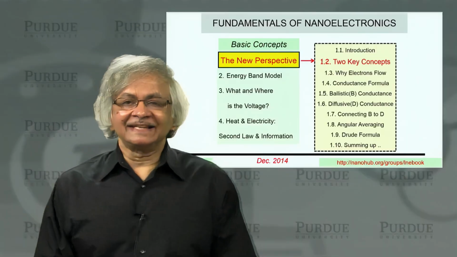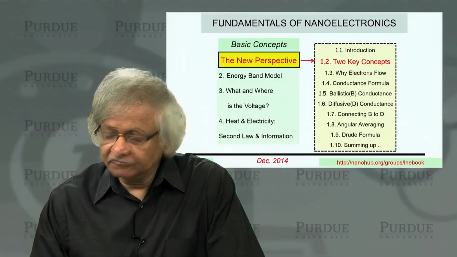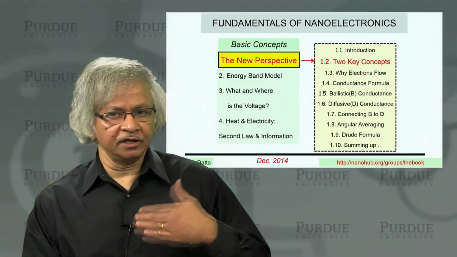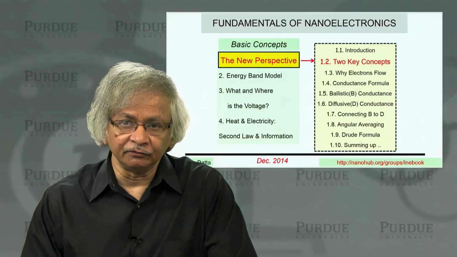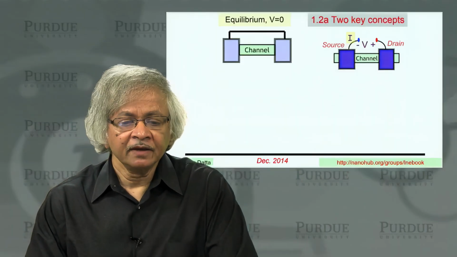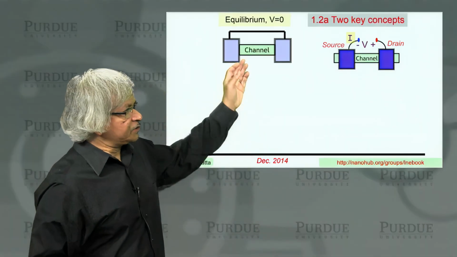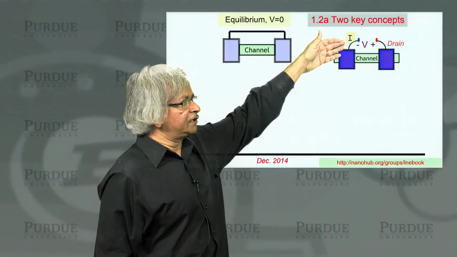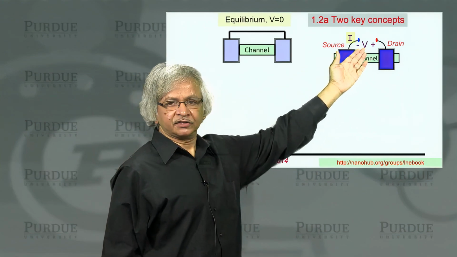Welcome to the second lecture of this unit, and what we'll do now is introduce these two important concepts that we'll be using throughout this course when trying to describe current flow in nano devices. And these two concepts then, let me try to explain. So we are interested in the current that flows in a device when you apply a voltage across it.